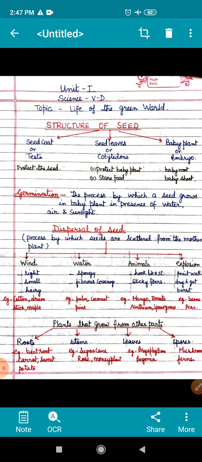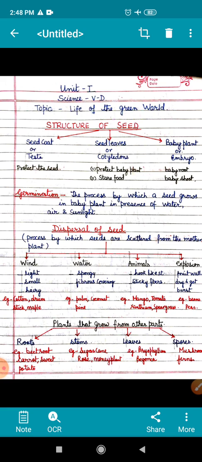Now the third part is plants that grow from leaves. Bryophyllum and begonia develop buds on their leaves, and when these leaves fall on the ground, they grow into a new plant. Okay. Now the fourth type is plants that grow from spores.